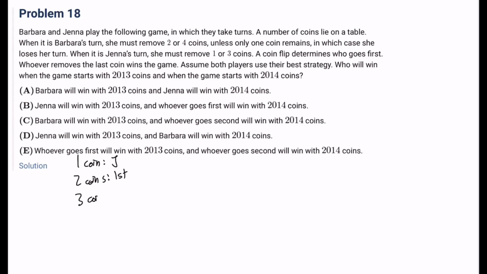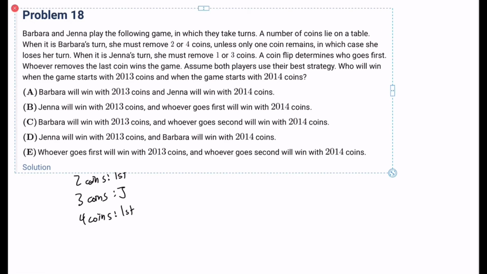And if we have 3 coins, if it's Jenna, then she just takes all of them. If it's Barbara, she must take 2, and so it's 1 left, so it's Jenna's turn. That means Jenna takes it all, so that's Jenna. And if it's 4 coins, if it's Barbara, then she takes 4 coins, but if it's Jenna, then she takes 3 coins, so it's 1 coin, so Barbara can't take anything. Therefore, Jenna will take the last coin, so it's always going to be the person who is going first. And until here, you might see Jenna for odd, and first for even, and that's why Jenna will win with 2013 coins, and whoever goes first will win with 2014 coins, because this is odd and this is even.